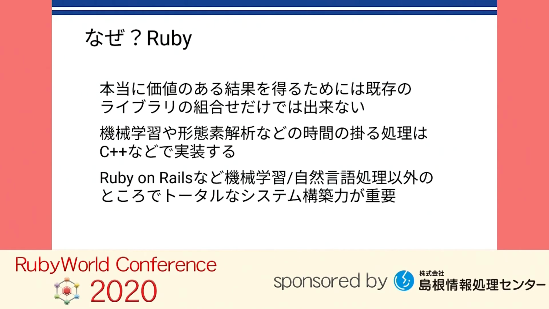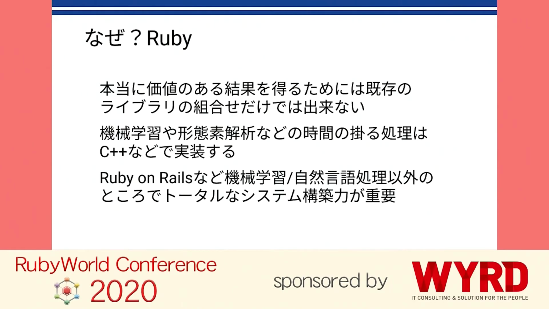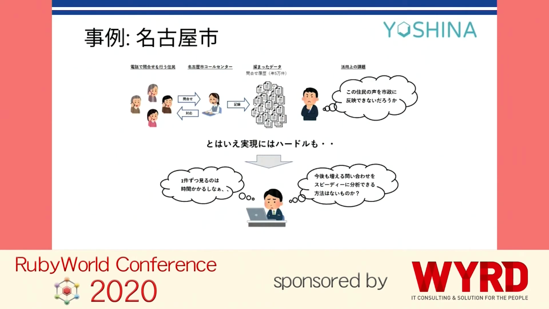I'd like to move on to the valuable products which are delivered to our users. I'd like to give you some case examples. So the first example is the city of Nagoya.